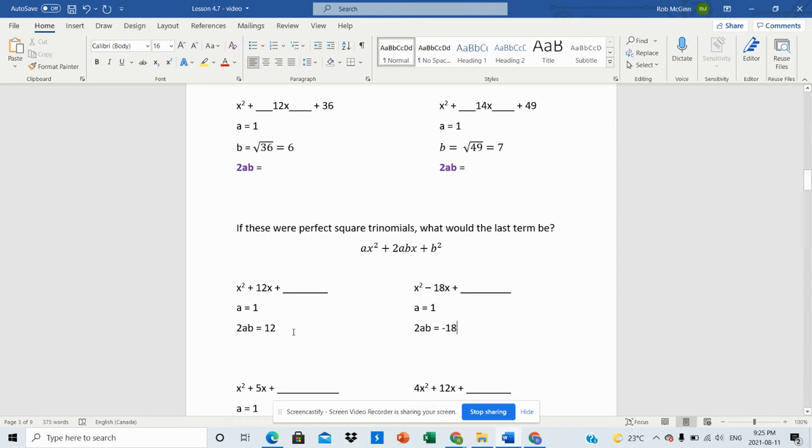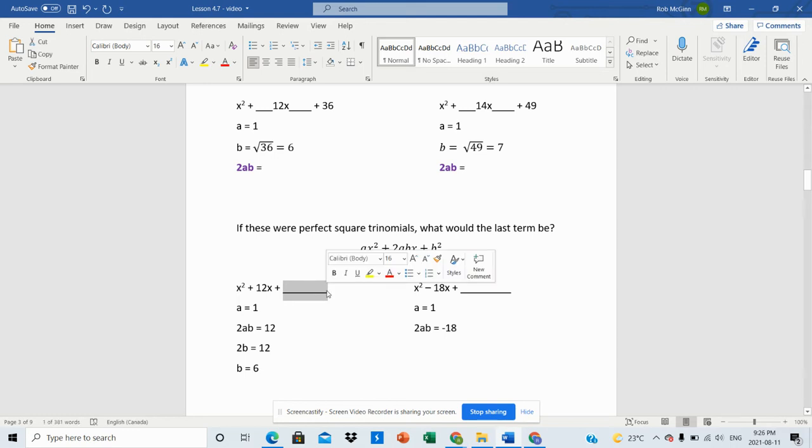I know that 2 times 1 times b is just going to be 2b equals 12. So b, we just divide both sides by 2 to find b. B is going to be equal to 6. Now remember, our last term isn't just b, it's b squared. So what does that mean for us? That means 6 squared is 36, and that's the number that's going to complete that perfect square trinomial.